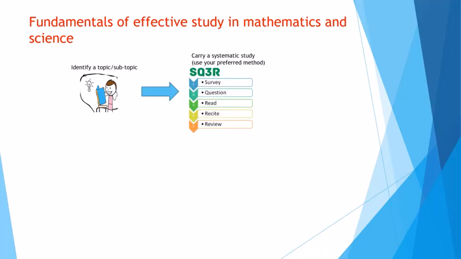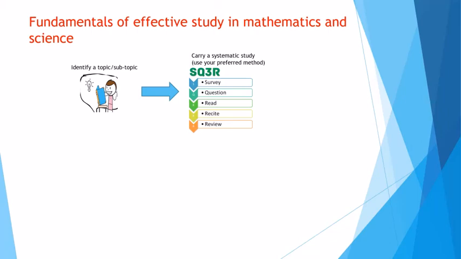Then number two, you use an effective study method. You carry out a systematic study of that topic, and the most used systematic study method is SQ3R. This is the most used method and the most recommended in schools.